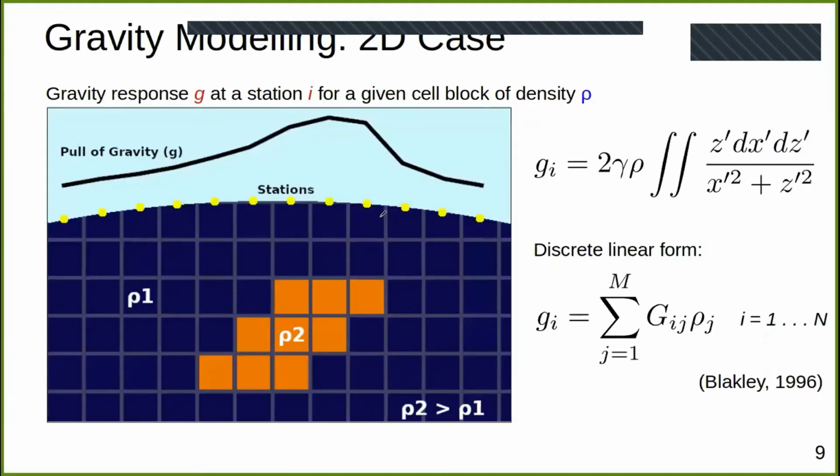This is easiest explained with gravity data. So here's just a simple cartoon, and on here I've drawn an anomaly that would be considered more dense than the surrounding area, as well as some stations on the top here that would be measuring that gravity data and then showing what the pull of gravity for this may look like. And this relationship is based on Newton's law of gravity.